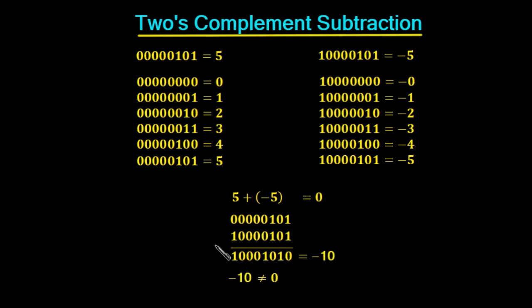So that's going to tell us that the actual value is going to be minus, and it's going to be 1, 2, 4 and 8, so it's going to be minus 10. So that doesn't work. 5 plus minus 5 should equal 0. It doesn't equal minus 10. But let's persevere with this.